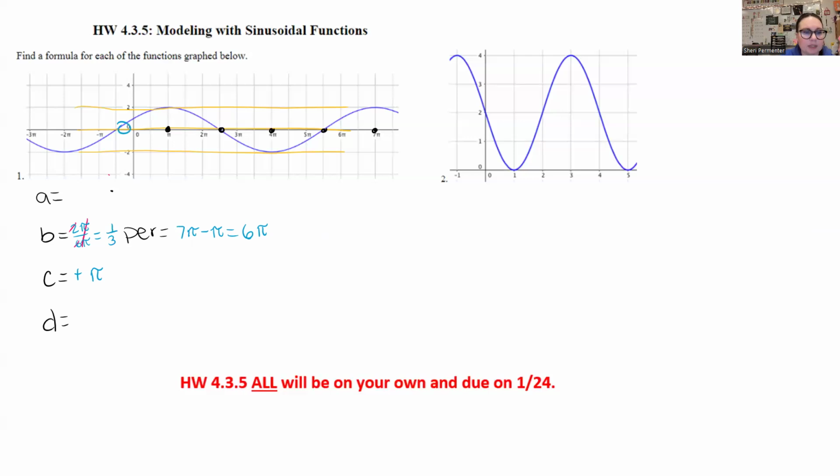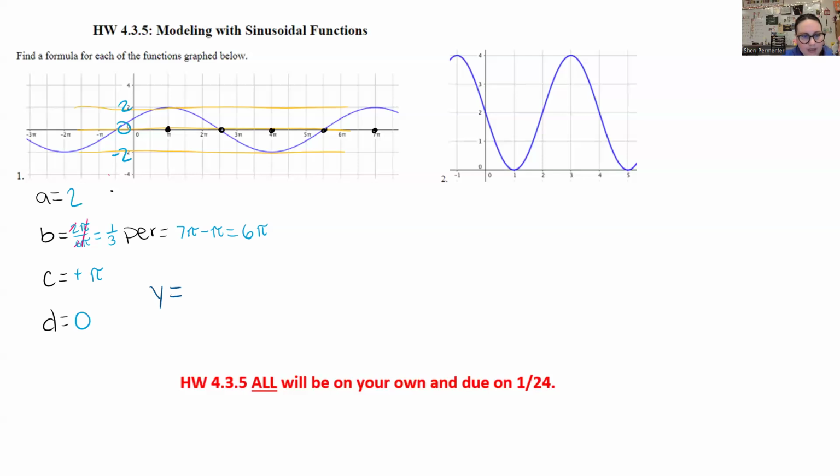And then how far up does it go? To the top line. Oh, 2. And then down 2. So it goes up to 2 and down to -2. So what's my amplitude? 2. I have everything I need to make an equation.